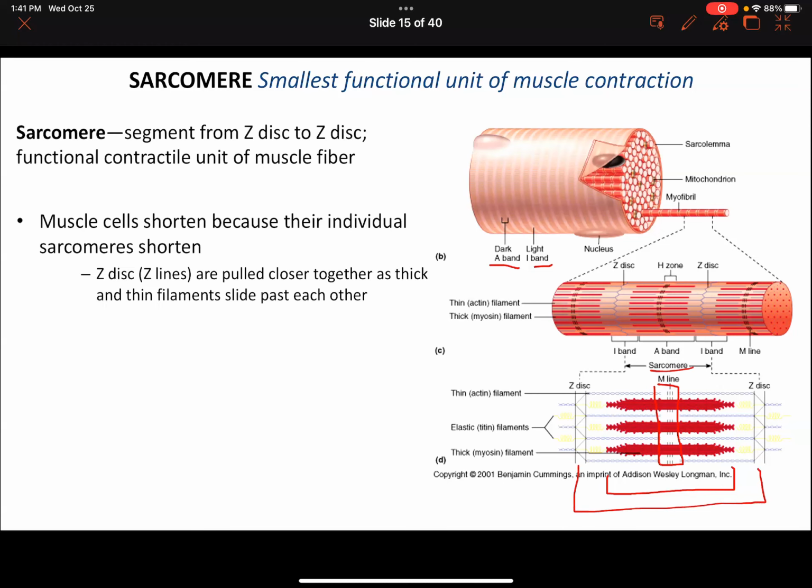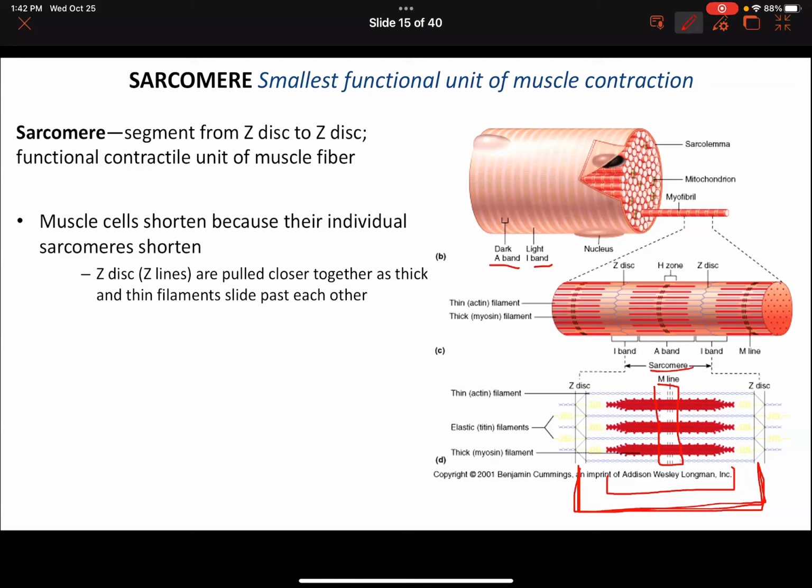The muscle cells themselves are going to shorten because these sarcomeres shorten. So if you will, think for a minute, there are hundreds and thousands of these sarcomeres in each muscle cell, all right? And so when these sarcomeres shorten, because of the overlap increasing between myosin and actin, when they all shorten, then you are shortening the overall length of the muscle cell.